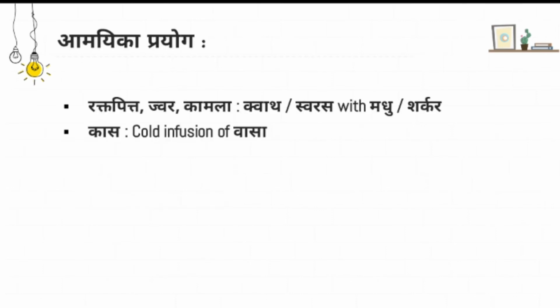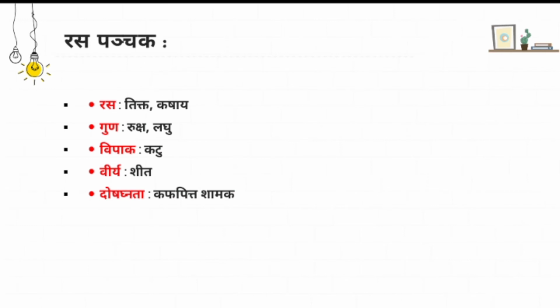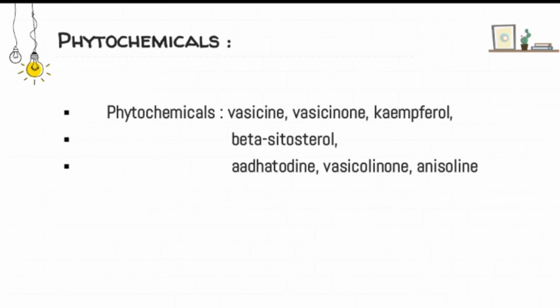Also, I forgot to say that it is Kamalahara, or else it has a hepatoprotective activity. The vasicine or any of the phytochemicals present in the Vasa has hepatoprotective activity. From which disease does it protect? Hepatocarcinoma. Hepatocarcinoma is a leading cause.